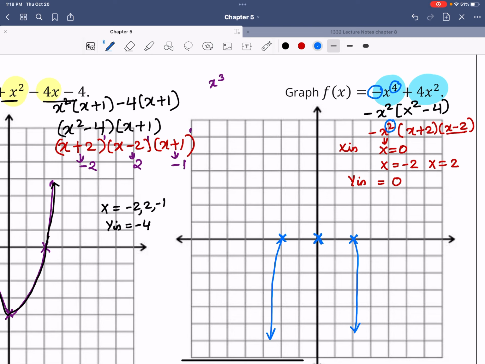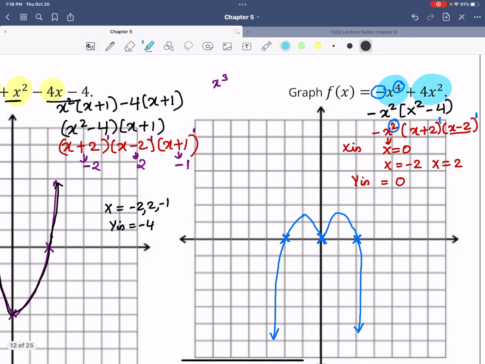Multiplicity is even. Multiplicity is 1. If you don't see a power, the power is automatically a 1. So this is 1. At negative 2, the graph crosses, because this is an intercept, it has to come down. Bounces, it has an intercept, it has to come back up there. So as you can see, the multiplicity is even. The multiplicity is even, the graph is bouncing off. Multiplicity is odd, the graph is crossing.